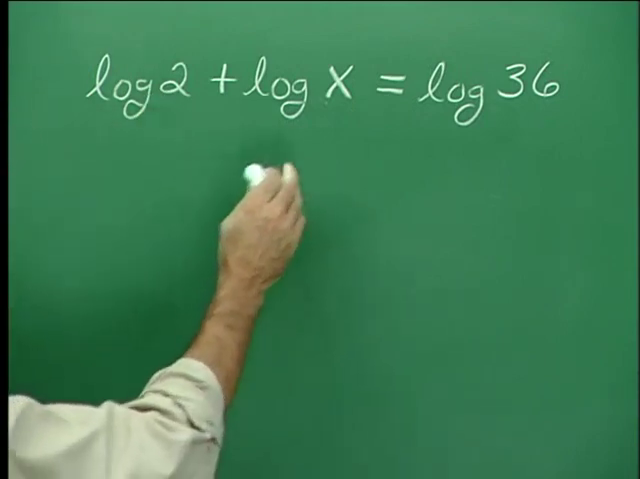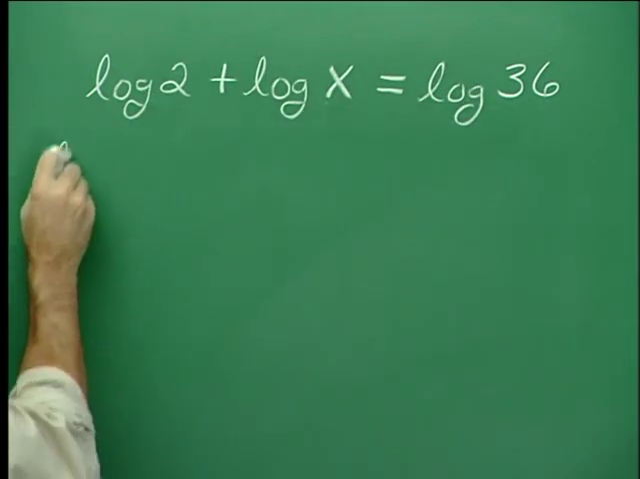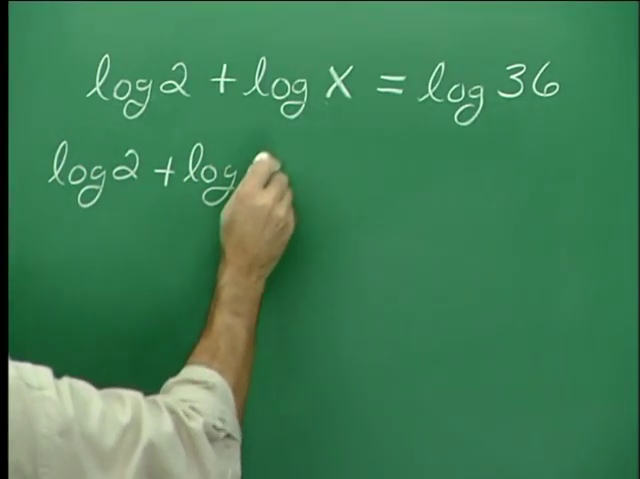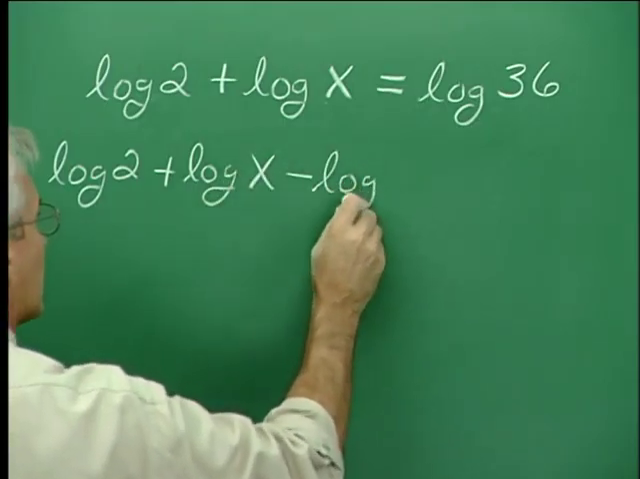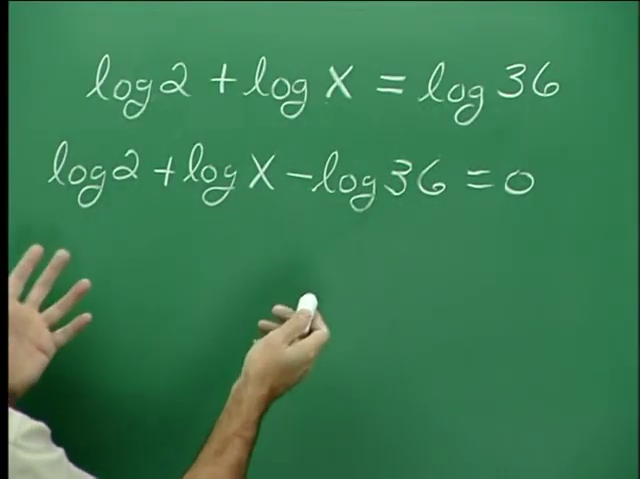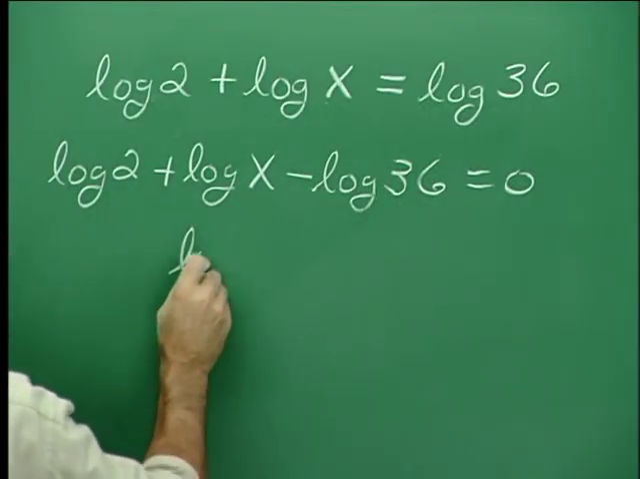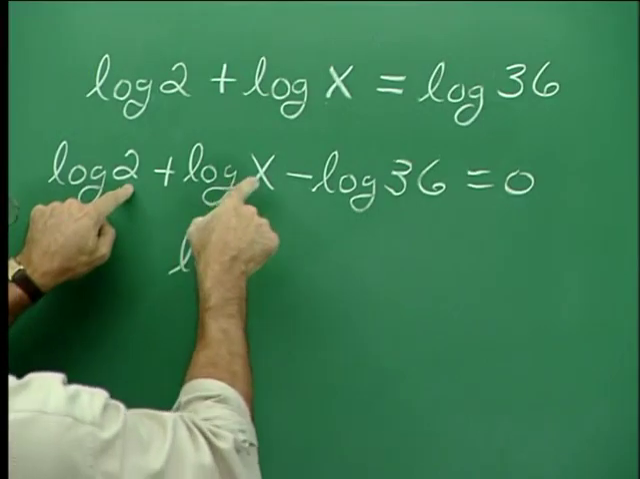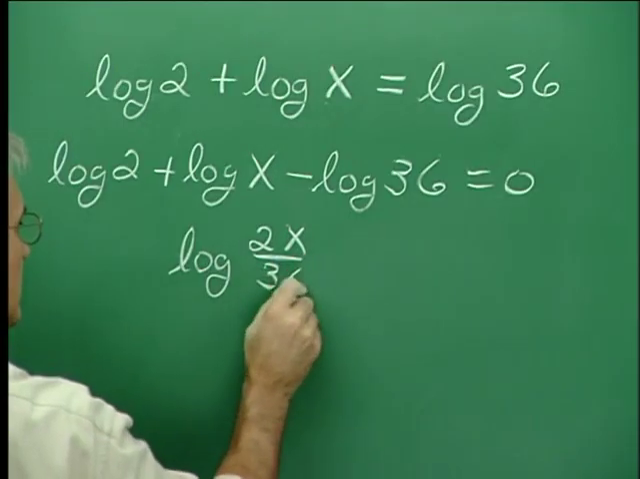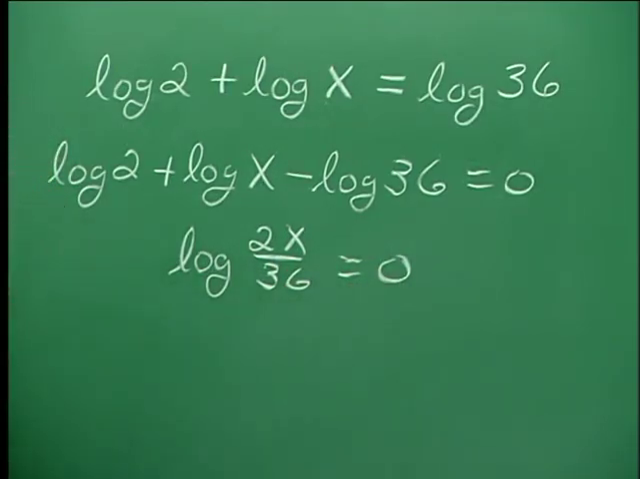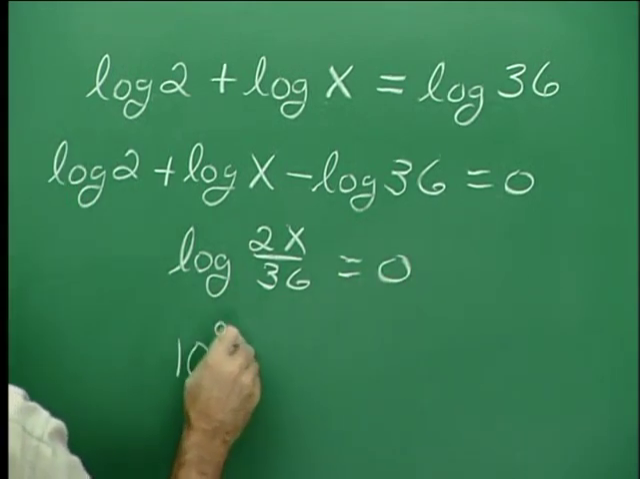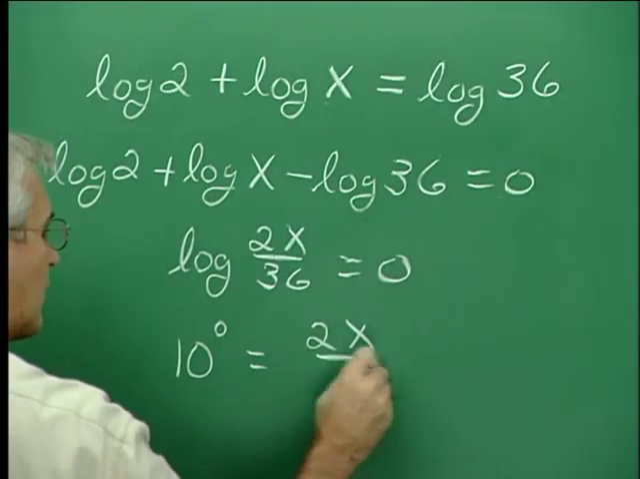All right, now here's what I'm talking about. I'm going to kick this term to the other side. Let's see what happens. We have log 2 plus log x minus log 36 equals 0. Now we can bring these together as the logarithm of a single quantity. So it's the logarithm of 2 times x divided by 36, equals 0. And now we can go into the exponential form. Base exponent, so we have 10 to the 0 equals the fraction 2x over 36.